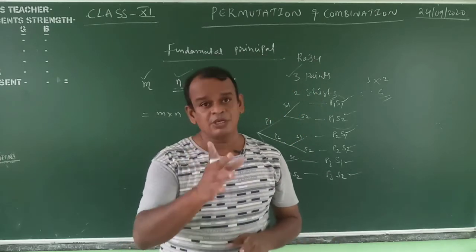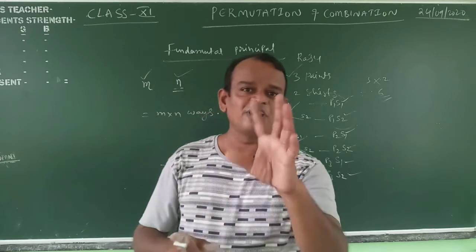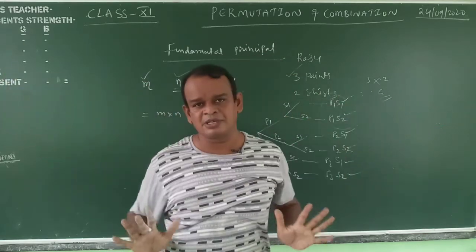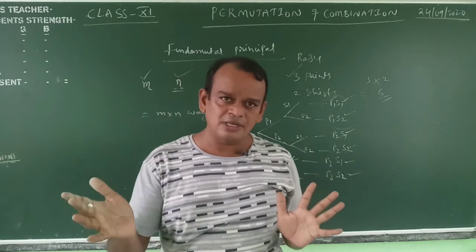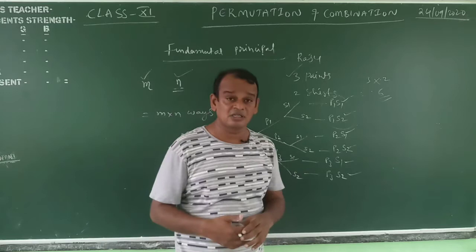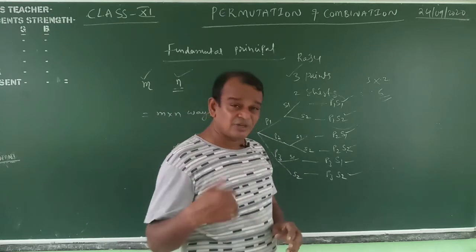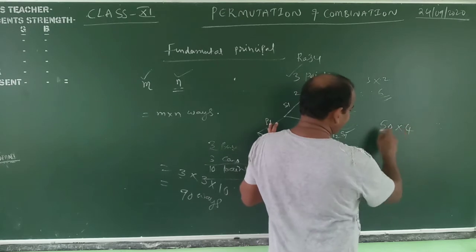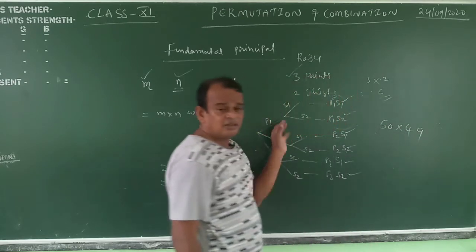Second student must purchase the 49 cards only. Other than that person, he distributes to the other students, 100%. Say yes or no? The third student also purchases the 49 cards. The fourth student also purchases the 49 cards. The 50th student also purchases the 49. Total is equal to 50 into 49.